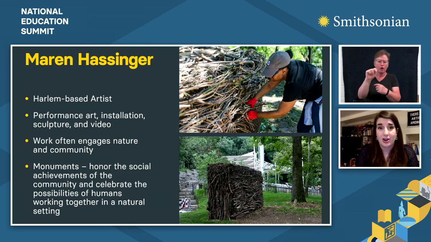Hassinger brings together local community members and uses local branches, twigs, and other materials to construct these pieces as a team. She did this at the Studio Museum in Harlem, which is where these pictures are from, and she did it again in Dupont Circle in Washington, DC, a couple of years ago. So this emphasis on communal experiences and building a monument together is a through line through all of Hassinger's public artwork.